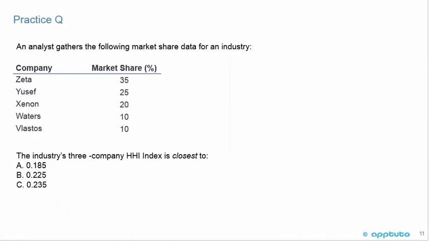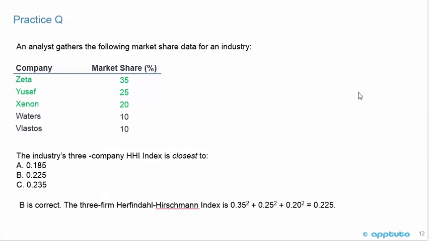And we're going to finish this LOS with one last practice question. An analyst gathers the following market share data for an industry. So we've got company Zeta, market share 35%, Yusuf 25%, Xenon 20%, Waters 10%, and Vlastos 10%. The industry's 3-company HHI index is closest to A, 0.185, B, 0.225, or C, 0.235.